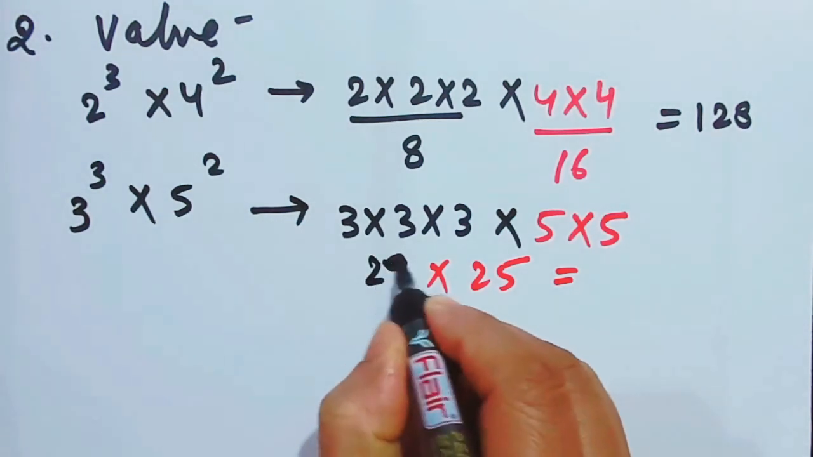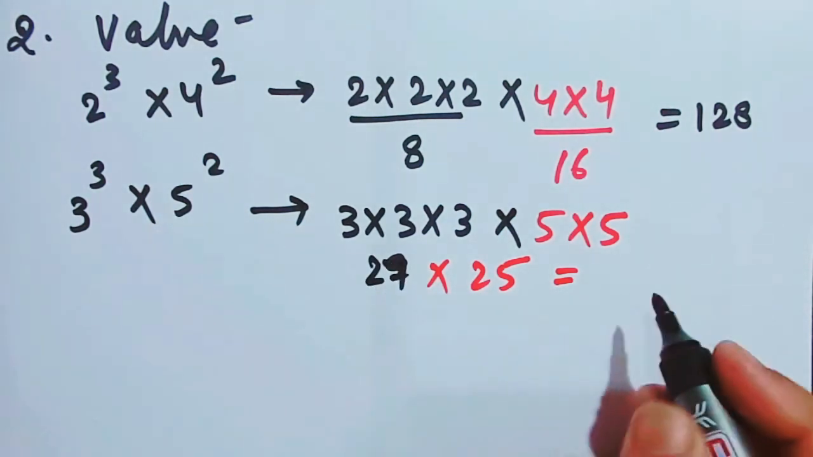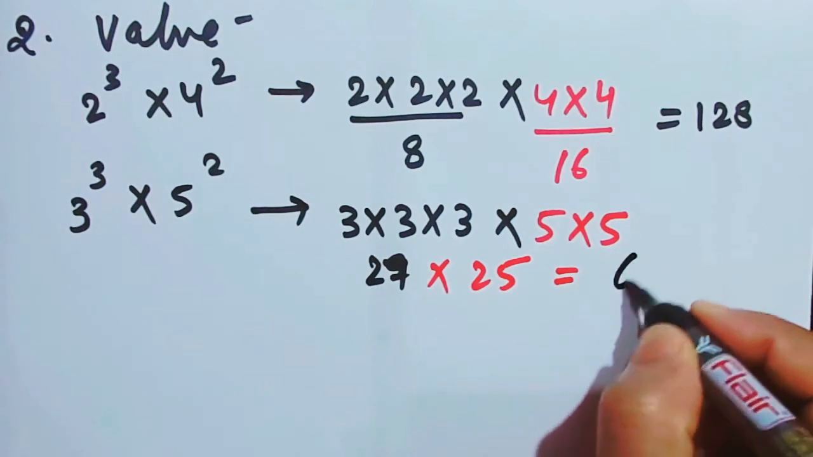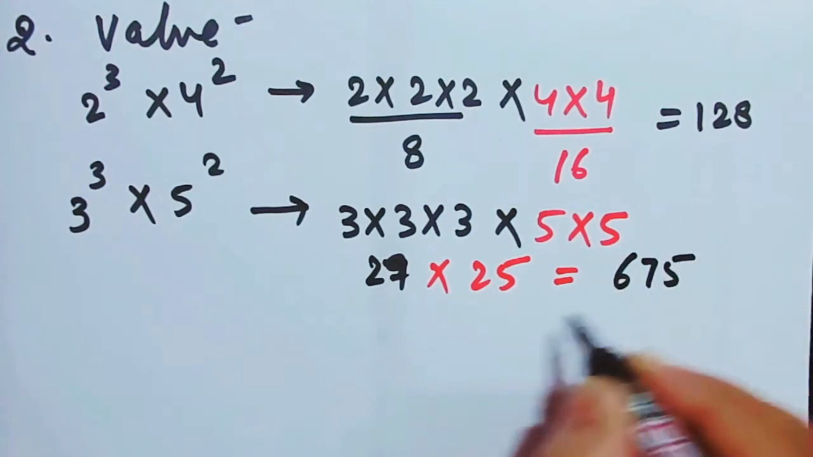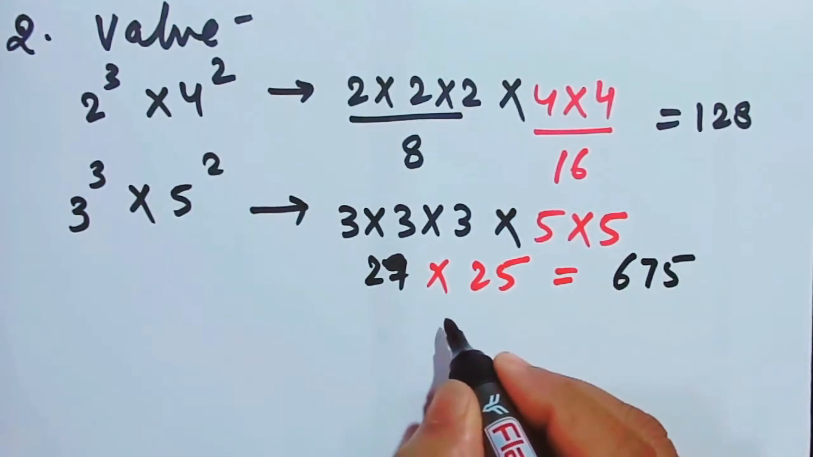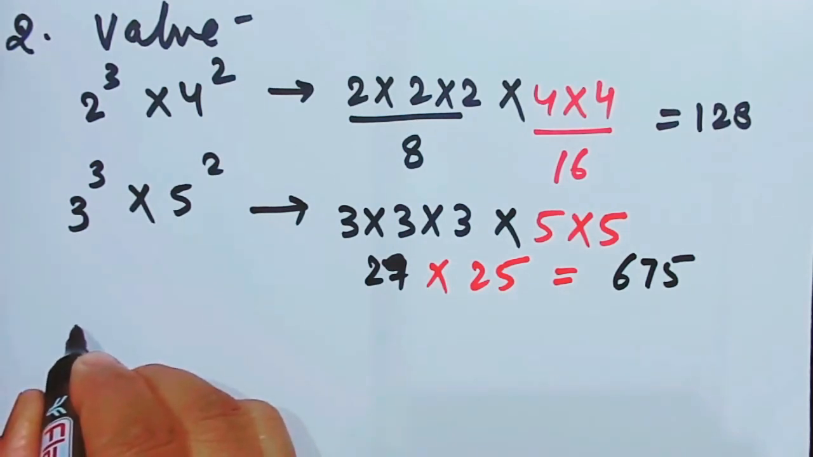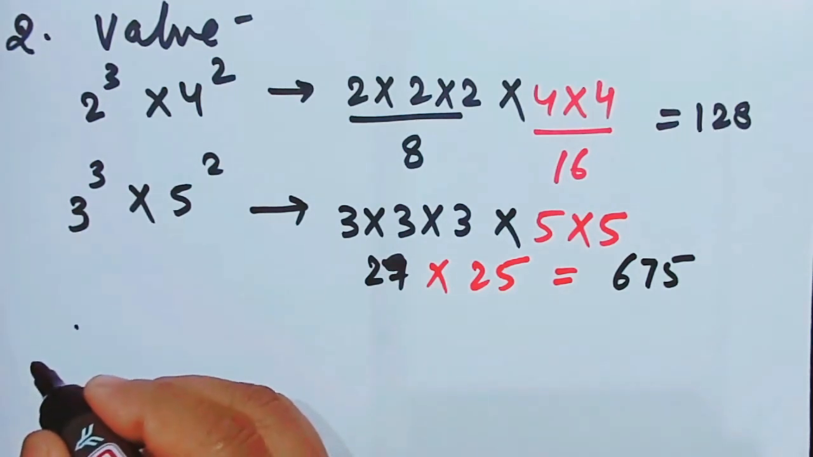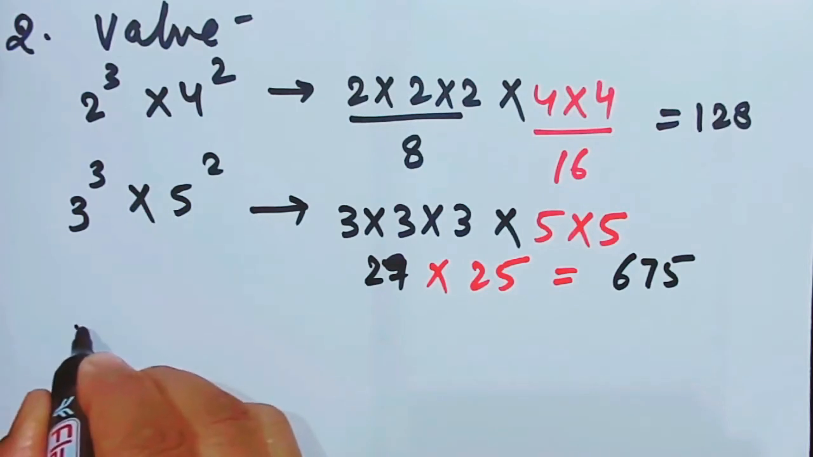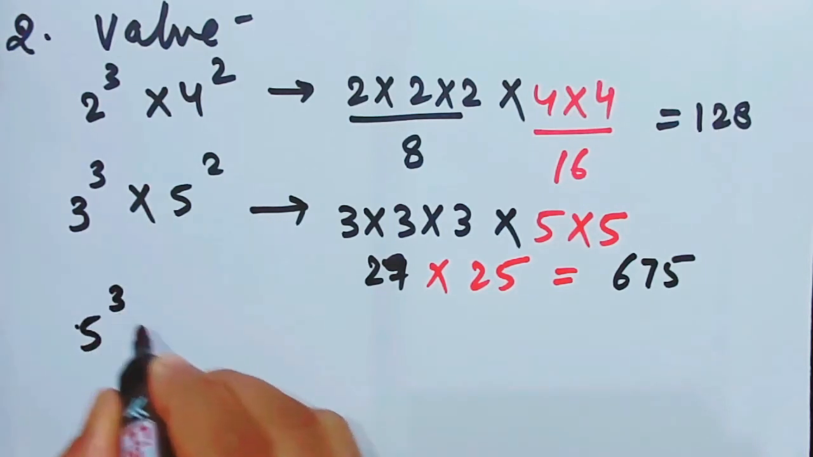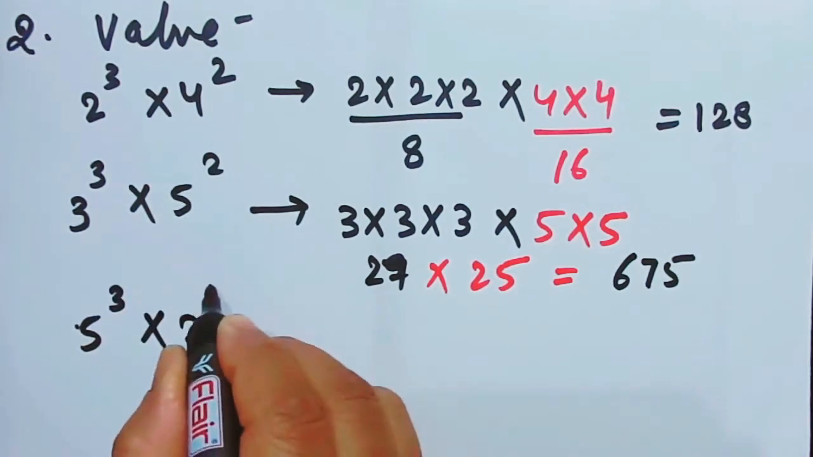Sometimes I get confused. 27 into 25 will give you 675. Let's come to the other one. 3 square and 5 cube, which you will do. Let us do something bigger: 5 to the power 3 into 2 to the power 4.